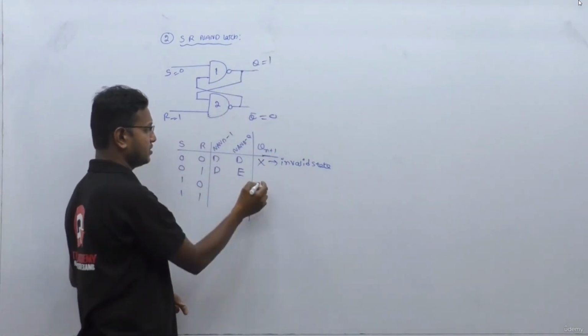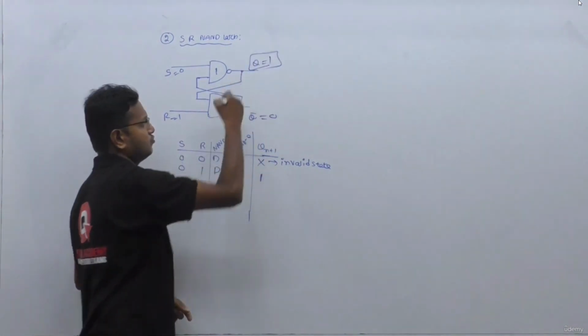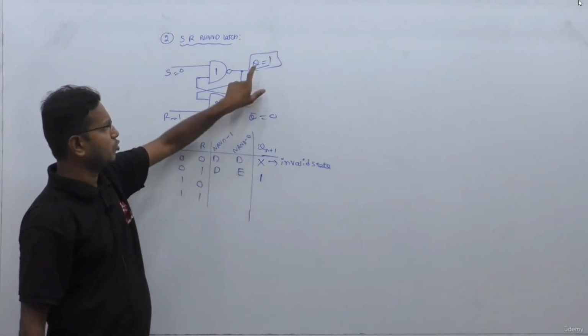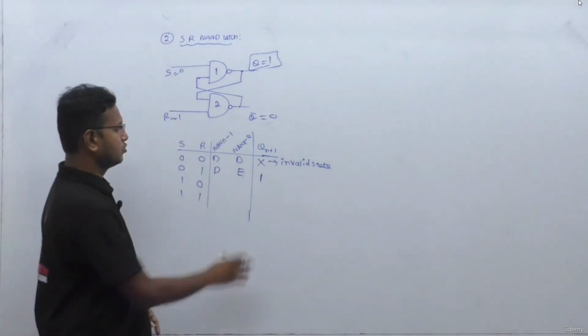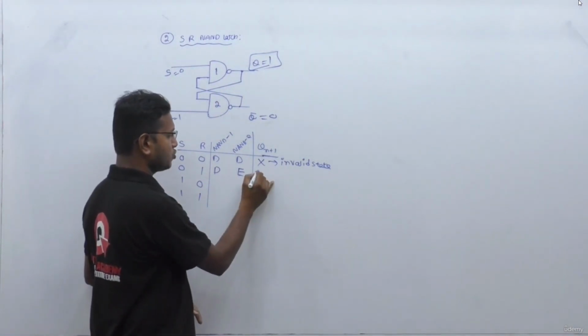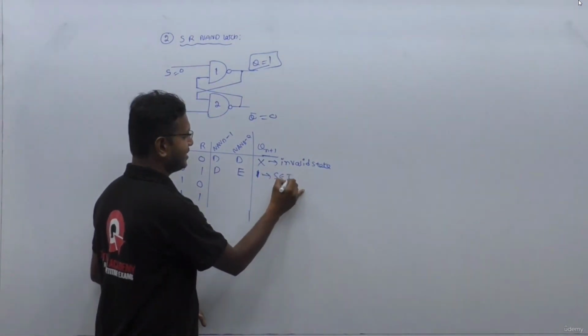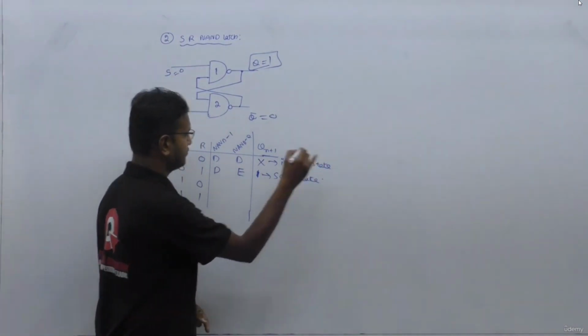It's a valid combination, and the output is what? This is the output, Q. This will always be the complement. Output means this, you have to consider. That is Q n plus 1. So it is 1. When the device is storing 1, we say the device is in set state.